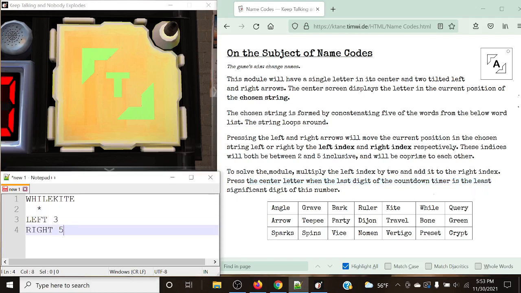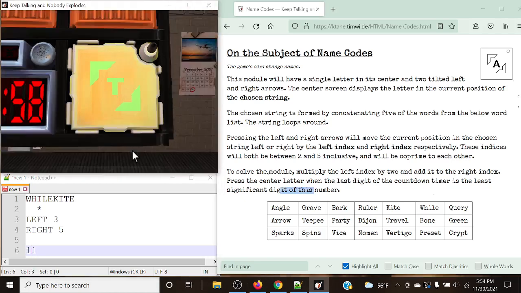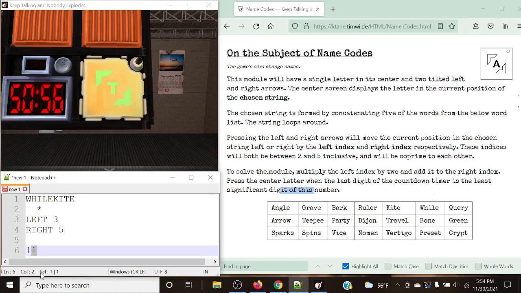So we're going to multiply the left by 2. 3 times 2 is 6. And now we're going to add 5, which was the right, which gives us 11. Now we're going to use the least significant digit, which corresponds to 1 in the ones position. And we're going to tap that when the last second digit is a 1. And just like that is a solved module.